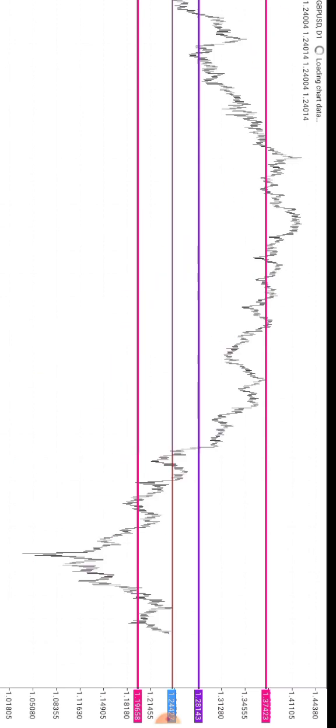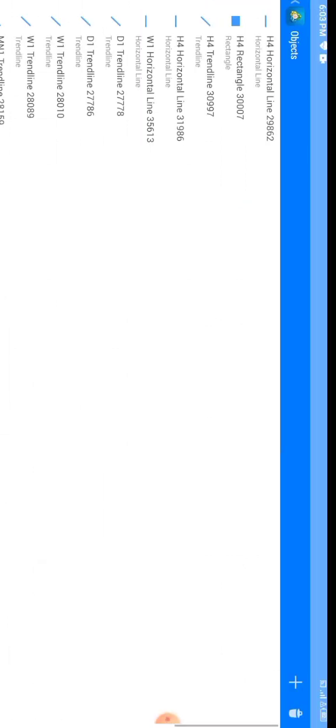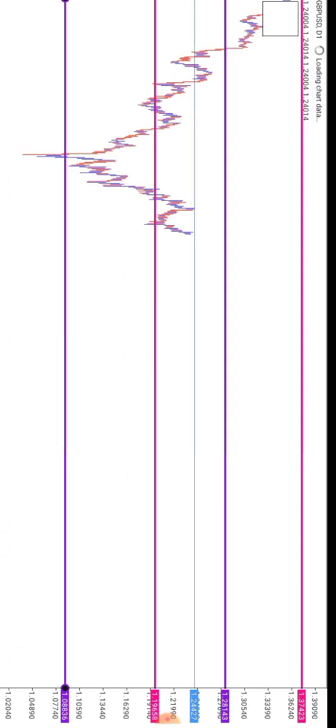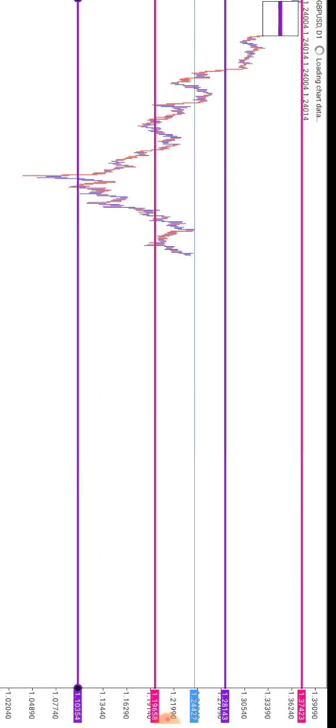Okay, I didn't plot this level right here. We have a level right here, a key level, a key support area right here.